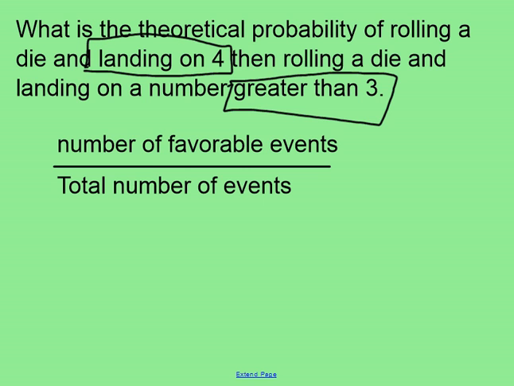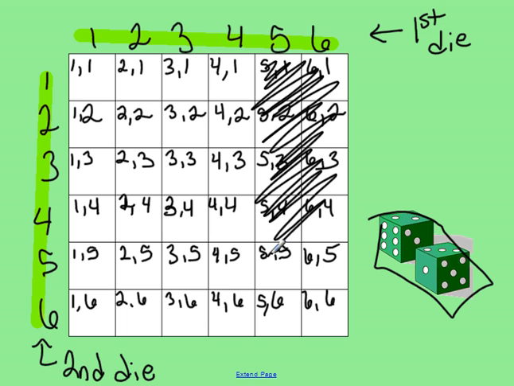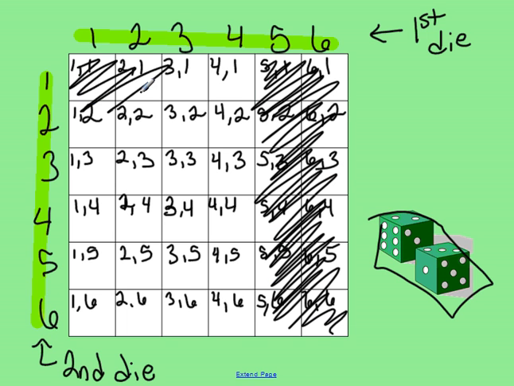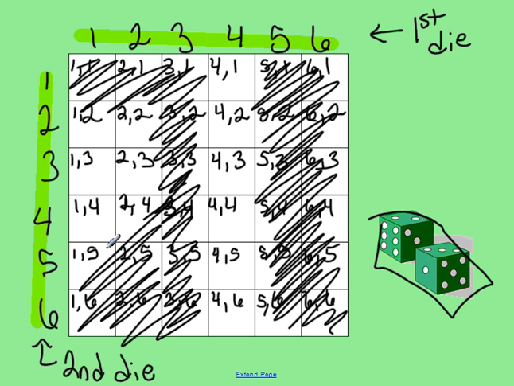So if I go back to my dice chart, I am going to look for any squares that have a 4 first. And I'm actually going to take my pen and scribble out the things that don't have a 4 first. So none of these have a 4 first. They might have a 4 second, but not first. And nothing here has a 4 first. They might have a 4 second, but not first. So I'm going to scribble all that out.